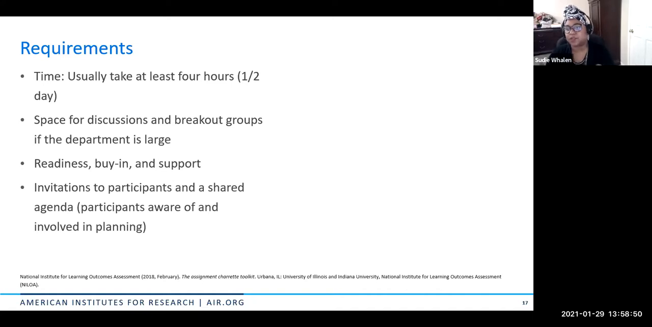And so when they're doing that in those small groups, it's not quite as nerve-wracking because I'm not having to present my lesson to the entire department, right? And I don't feel like I have to defend myself in that way. So definitely try to keep them to a smaller group. Make sure that group has space to do this assessment charrette. You want to make sure that you have the readiness, buy-in, and support to do this.